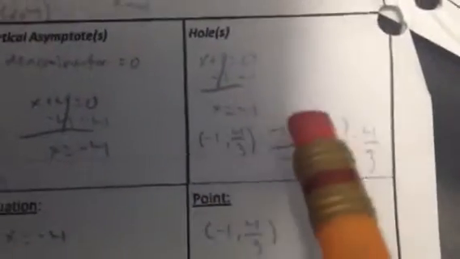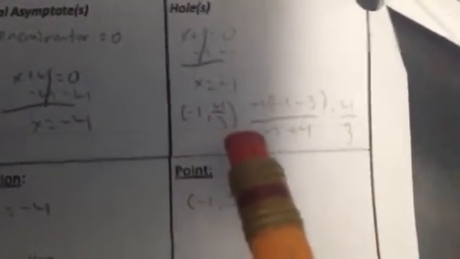And to find out if we have holes or not, we factor both the top and the bottom, and this is what we get. If something cancels out, that turns out to be the hole. So for the hole, you get what you canceled out, and you set it to 0, so it's x plus 1 equals 0. And you get x equals negative 1.